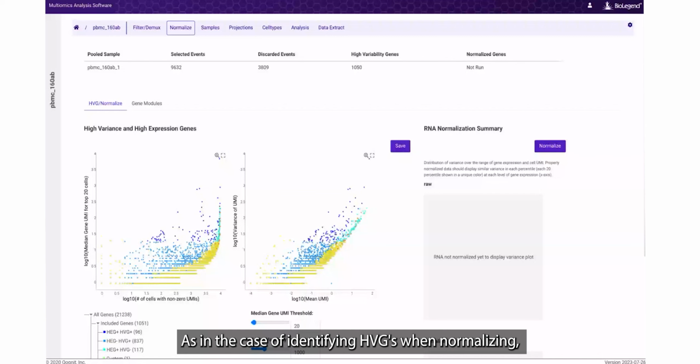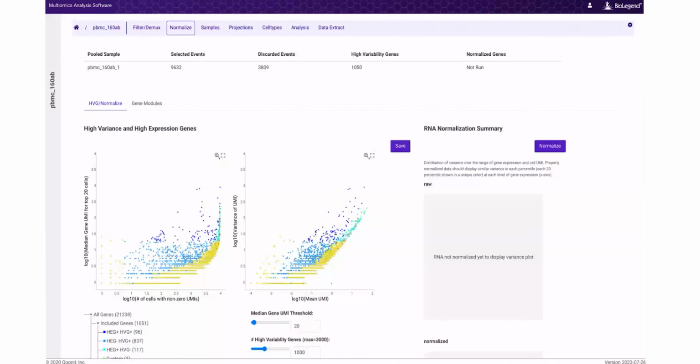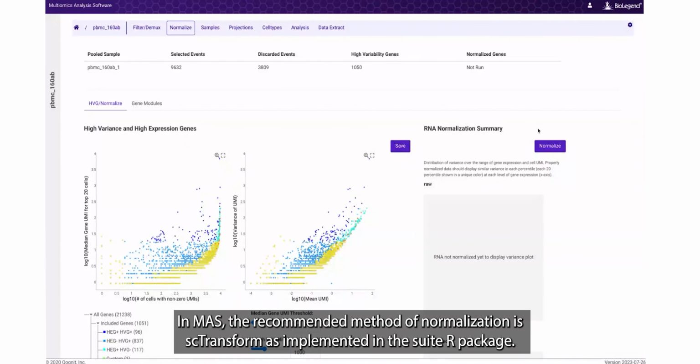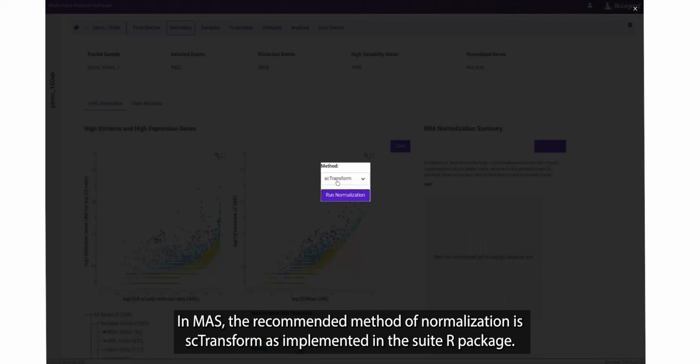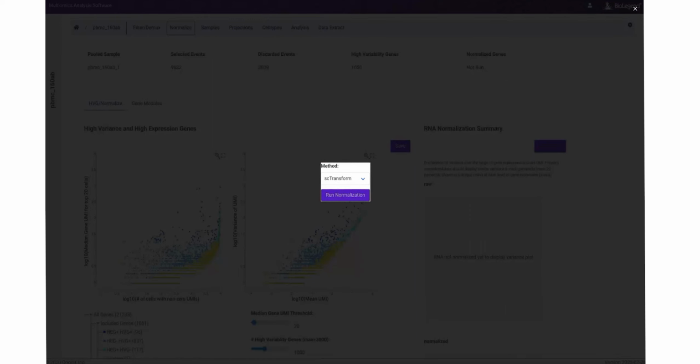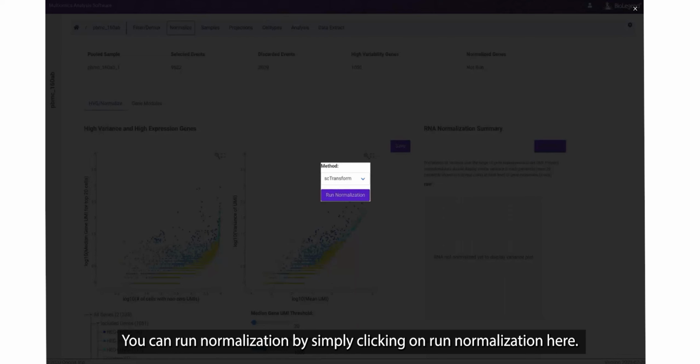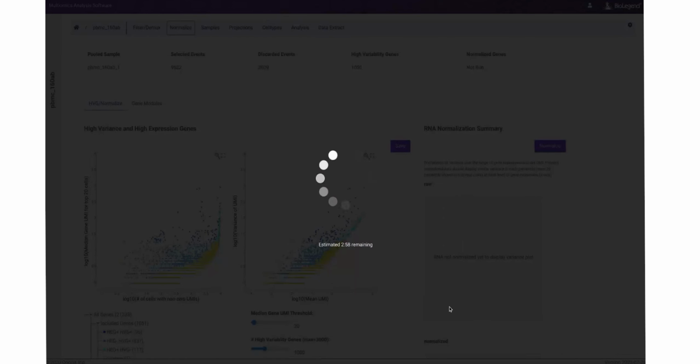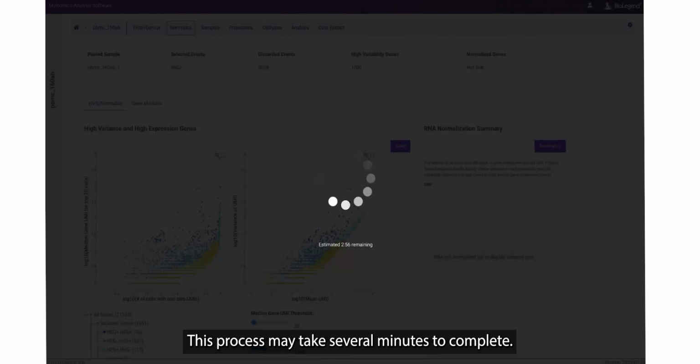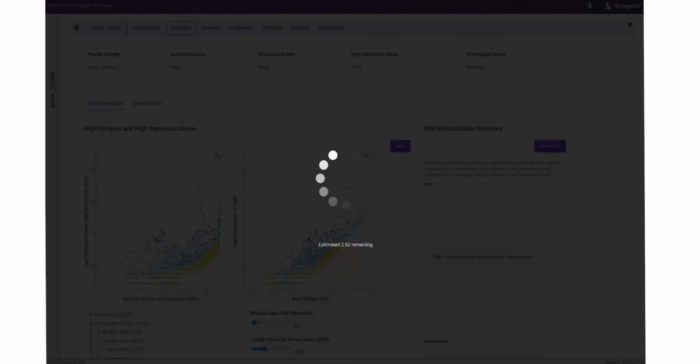As in the case of identifying HVGs, when normalizing, one must account for the dependence of variance on mean value. In Mass, the recommended method of normalization is SCTransform as implemented in the Seurat R package. You can run normalization by simply clicking on Run Normalization here. This process may take several minutes to complete.